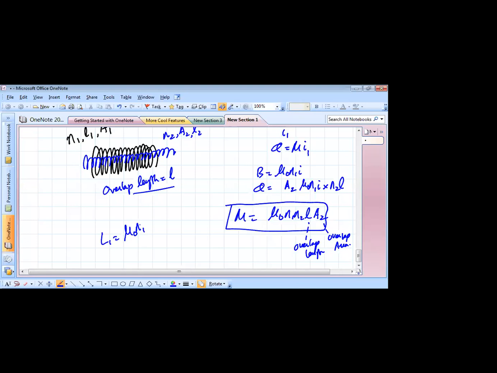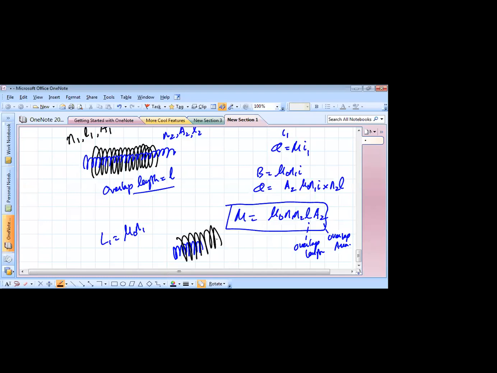Sir, usme jo L hai, overlap length hai, woh either L1 aur L2 dono me se koi ek ho sakta hai na? Can be. If it is that way, that one loop is completely inside the other. But agar partially hai, then it is only the overlap length. Sir, partially means kaise? One loop is like this, and the other loop is like this. Only one fraction of the area with fraction of the length which is common.